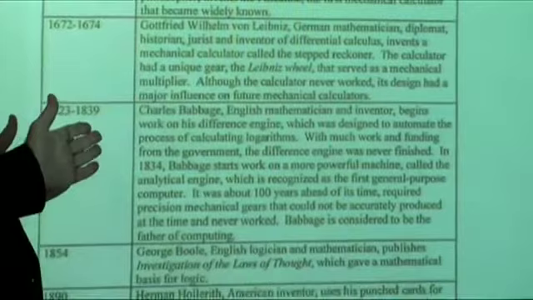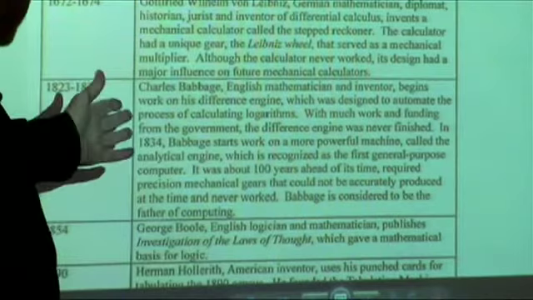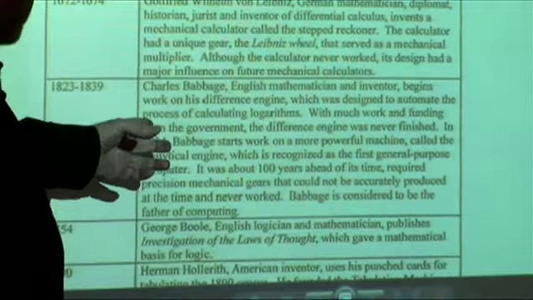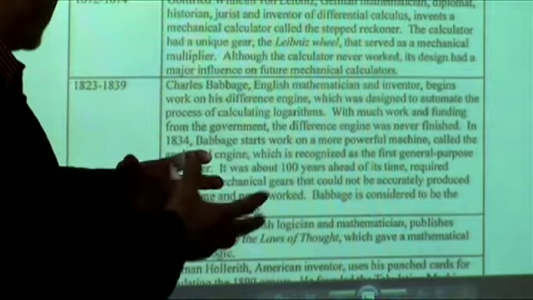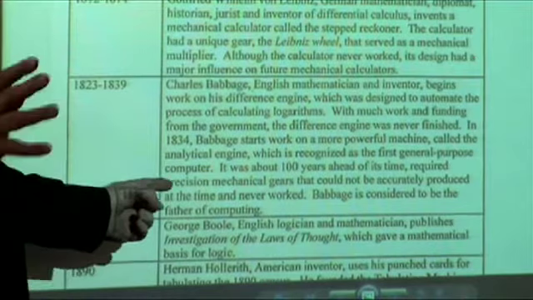1823-1839, Charles Babbage, English mathematician and inventor, began working on something called the difference engine. It was designed to automate the process of calculating logarithms, et cetera. And it was about 100 years ahead of its time in terms of the precision, the gears, et cetera. Babbage is considered to be the father of computing, Charles Babbage, 1820s, you see.